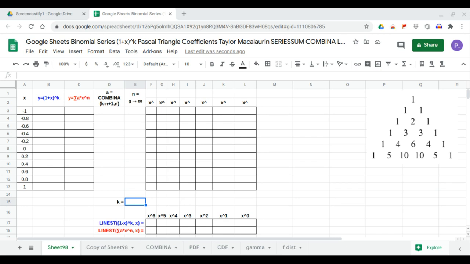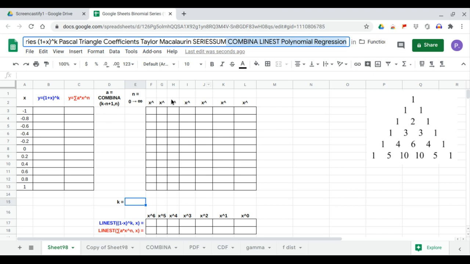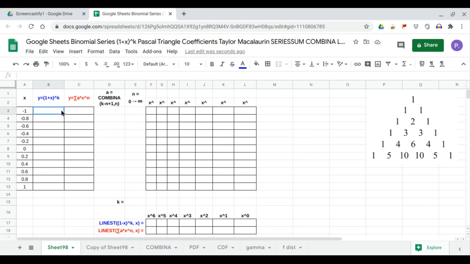In this video, we'll generate the Pascal triangle coefficients using the LINEST Polynomial Regression and the Taylor-Maclaurin SERIESSUM expansion. We'll generate the dataset of the binomial series where our values of x is from -1 to 1. And our values of k is 0 to 6.